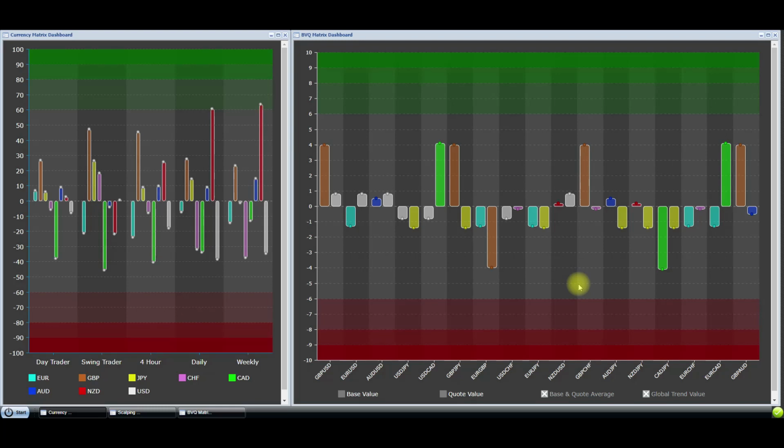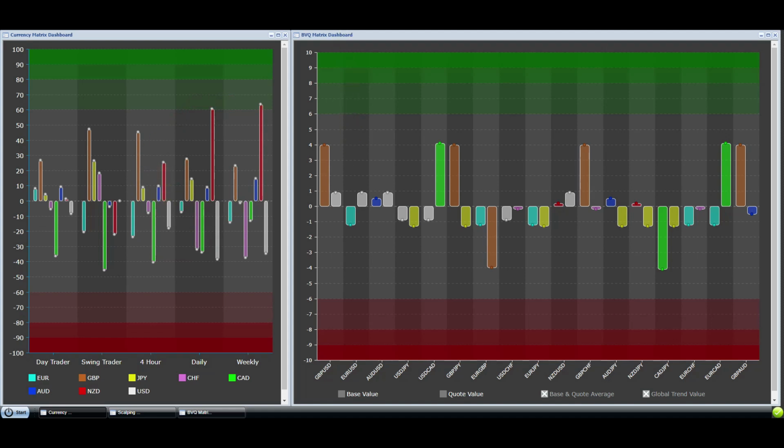Hello everybody. Today we're going to talk about the BVQ matrix, and BVQ stands for base versus quote. This is what the BVQ matrix looks like. It's the right window on the left side. The BVQ matrix data is pulled from the currency matrix, which is why it's over here on the left. I'll explain that in just a second.